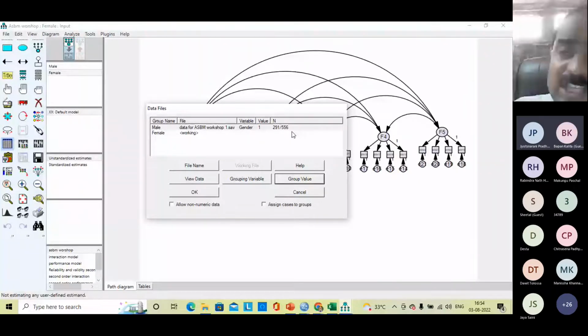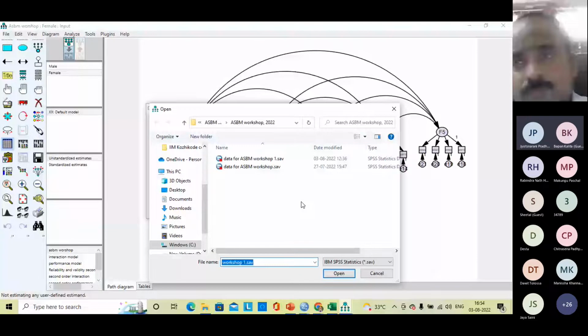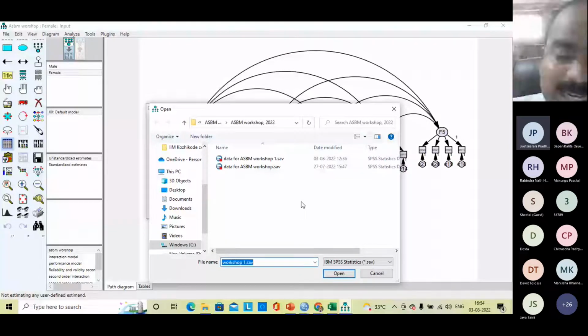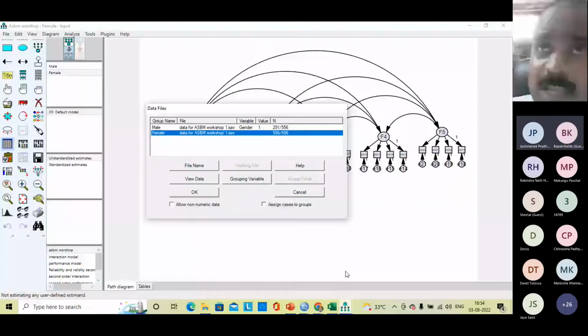The same operation you repeat for female. Just double click on female. It will prompt you to the data source directly. Click on the data source or data file, then open. Another important thing I'm saying: you can keep 2 data files also here. If it's the same, then the same data set.